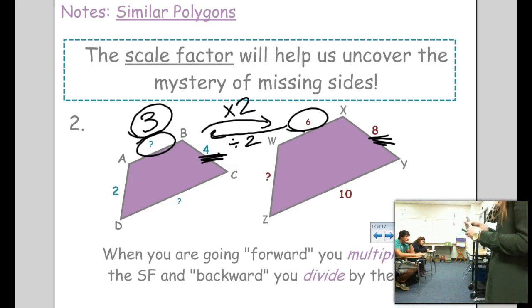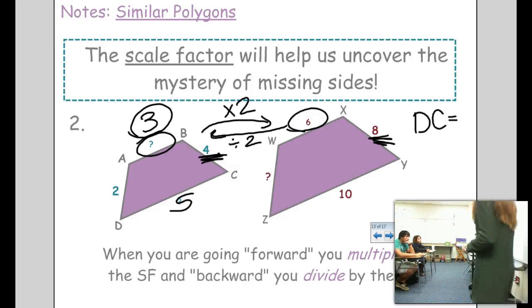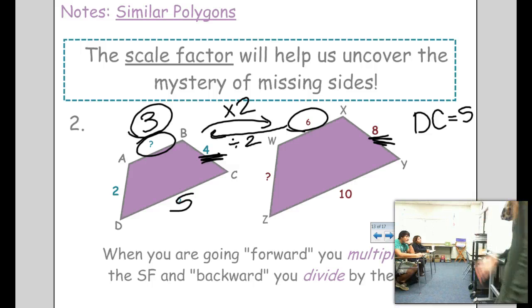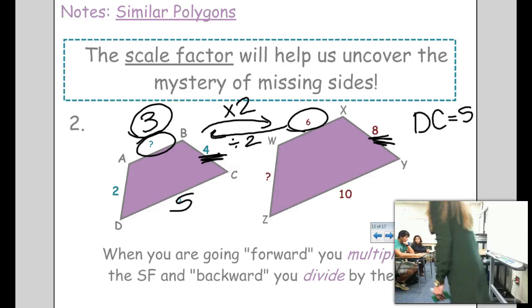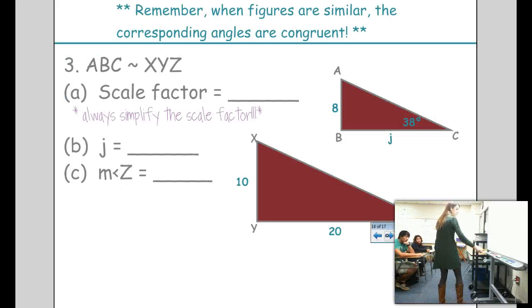Dimitri, what about this question mark? How long is side DC? Look at what side it goes with. What side does it go with? Is it 5? It's totally 5. It is half of 10. Yay! 5. The scale factor was 2. So do you see how we use the scale factor to help us find missing sides? Okay, moving on.